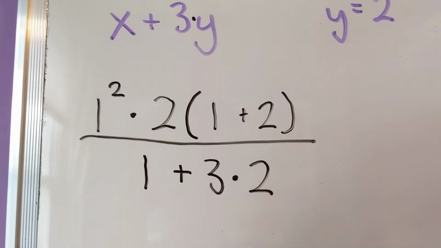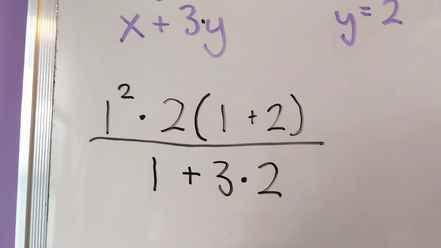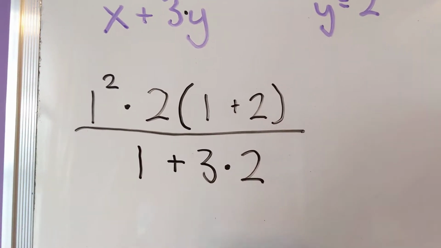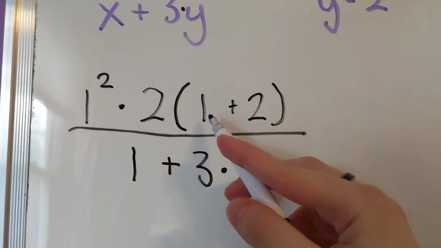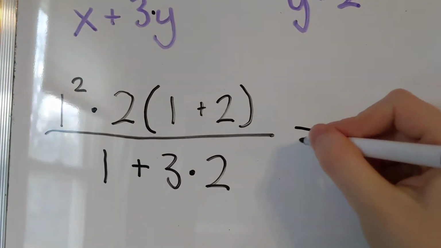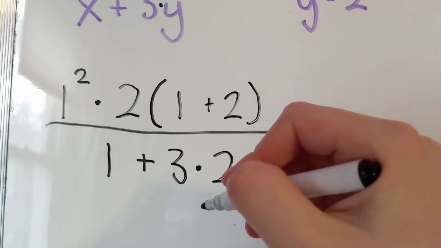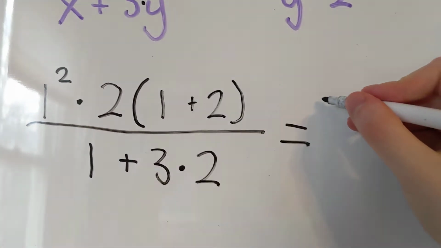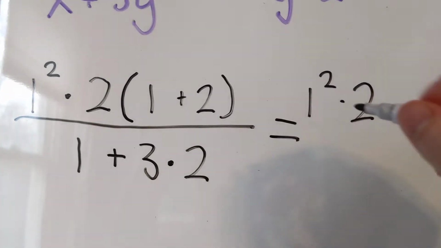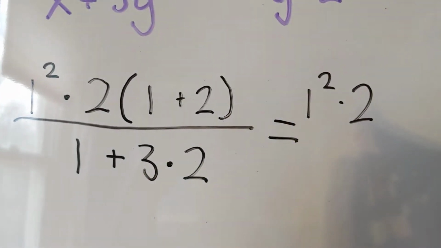We do that using the order of operations. The first thing in the order of operations is parentheses. In this case, we do have some parentheses. Inside the parentheses is 1 plus 2, so we'll go ahead and evaluate that. Everything else isn't changing, so we're just going to copy it over. So we keep our 1 squared times 2. Now inside the parentheses, 1 plus 2 is 3.